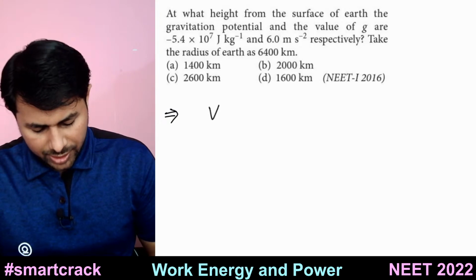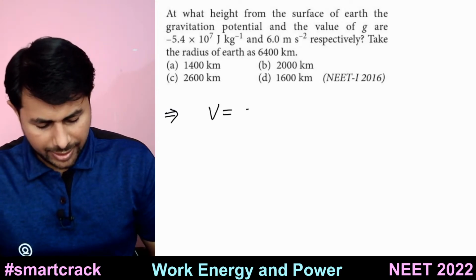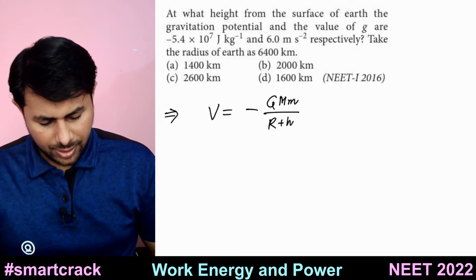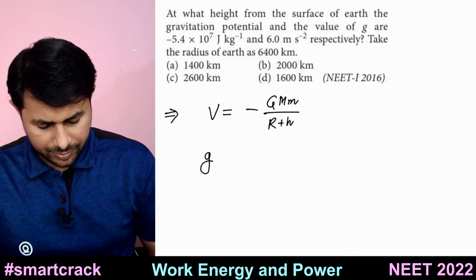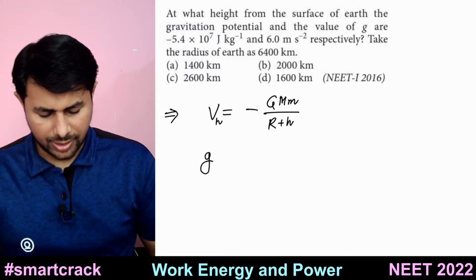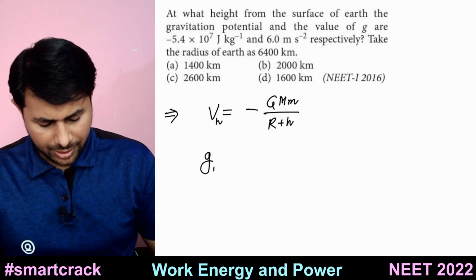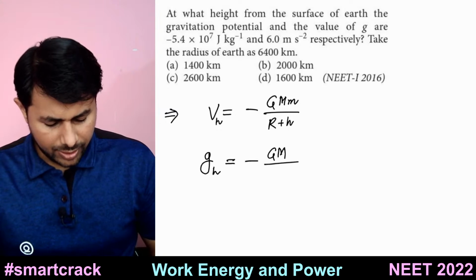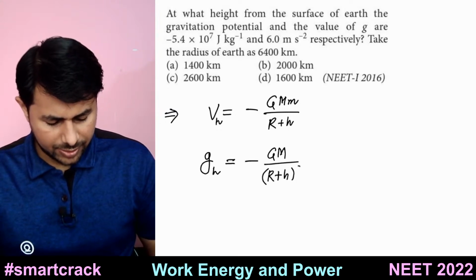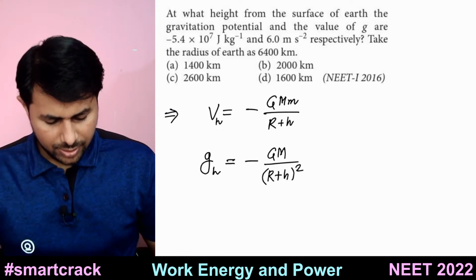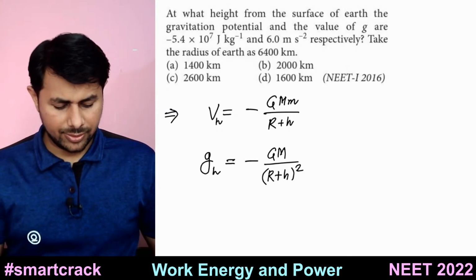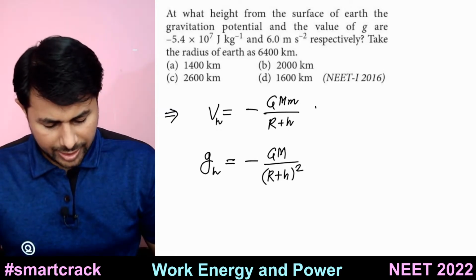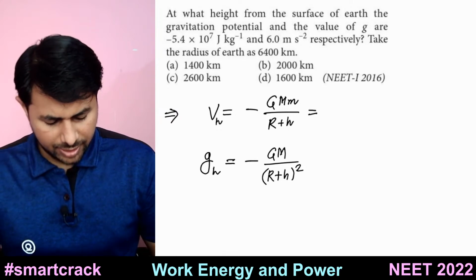So gravitational potential is equal to what? It is minus of GMm divided by r plus h. And what is g at height h? This will be gravitational potential at height h. So g at height h is minus of GM over r plus h square. Okay, so can we relate these two? Yes, we can relate these two, right?